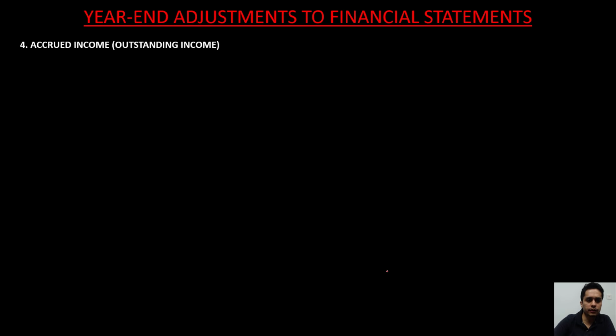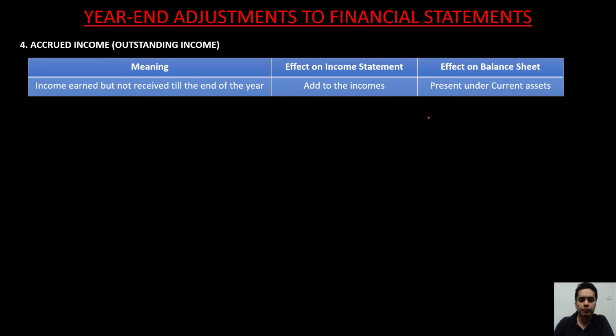Going to the next adjustment, we have accrued income, wherein the business is supposed to receive some income. It was supposed to receive some income but did not receive it in cash. The income has accrued but not received in cash. So what do you think would be the effect on the income statement? We'll have to add this income manually to the income statement under other incomes, because if it was paid, it would have been included in the income statement. But since it is not paid, we'll have to add it so that we follow our matching principle.